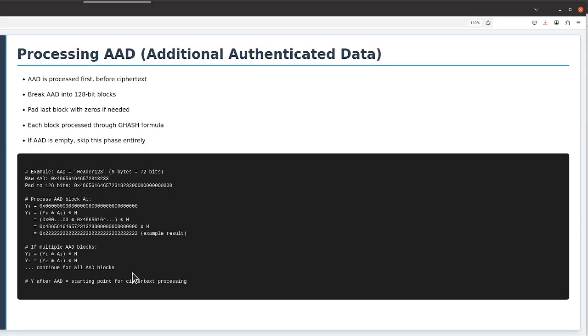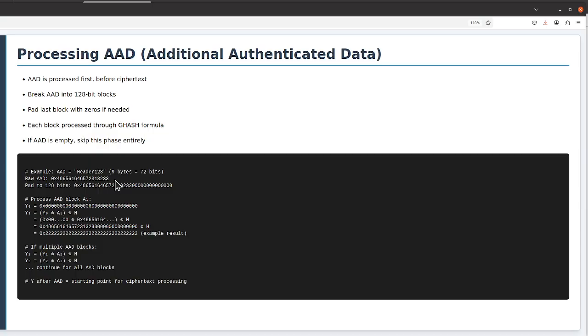Processing additional authenticated data. Let's walk through how GHASH processes the additional authenticated data, or AAD. The AAD is the first input to GHASH, processed before the ciphertext. If you don't have any AAD, you simply skip this step and start with the ciphertext.